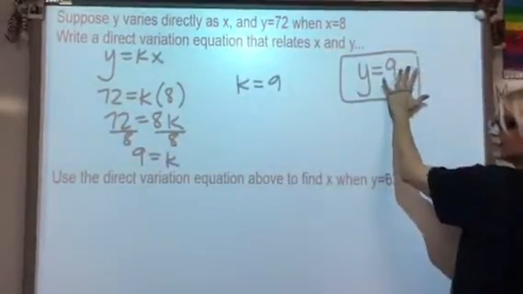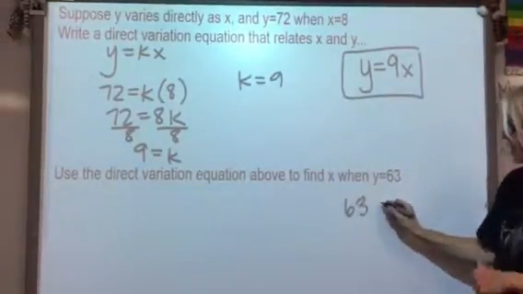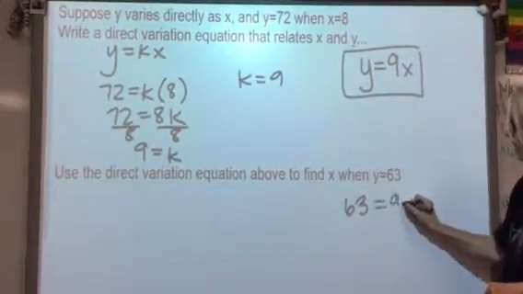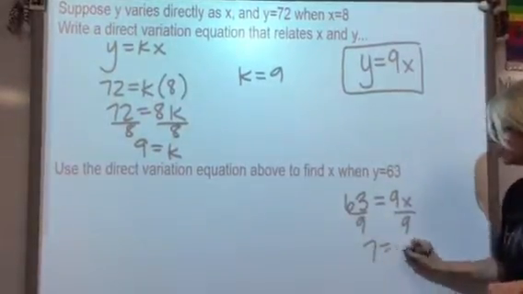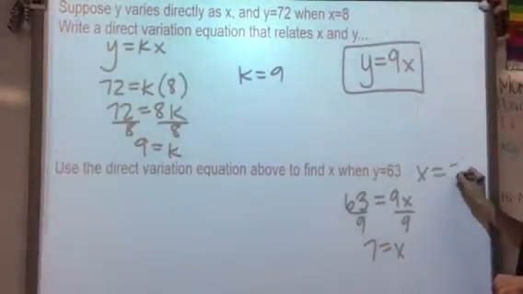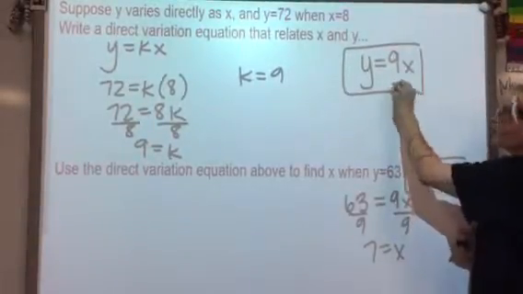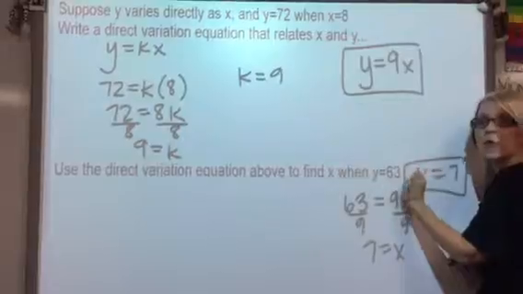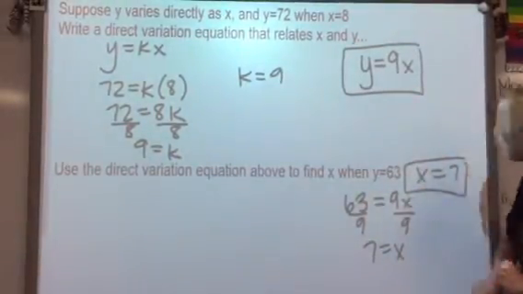Now I'm going to use this formula to find x when y is 63. So I just plug in here. 63 is equal to 9 times x, divide by 9, and you get 7 is equal to x. So I would say x equals 7. When you do this on your worksheet, you are going to have to pay attention to if you're looking for x's or y's, because it will change. Sometimes you find x, sometimes you find y.